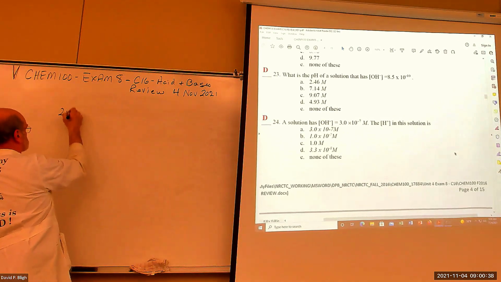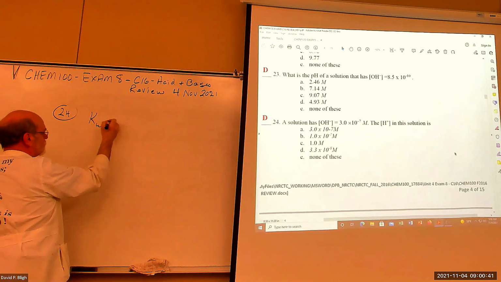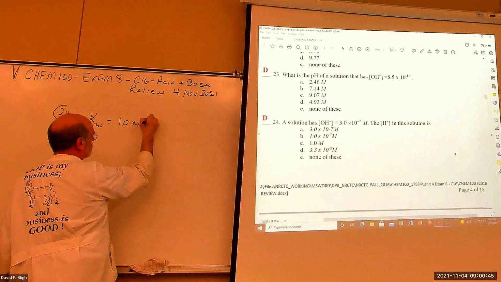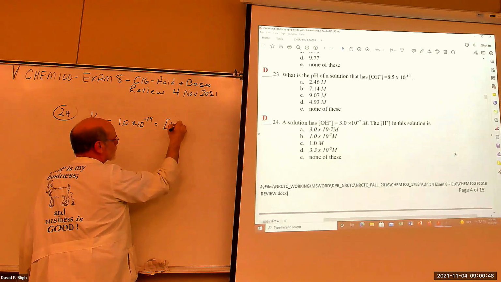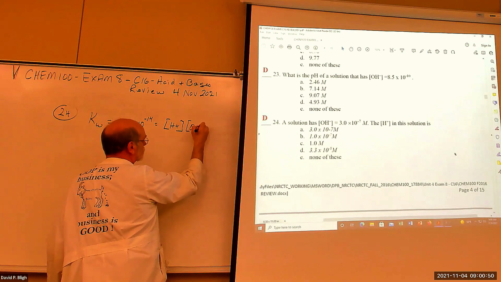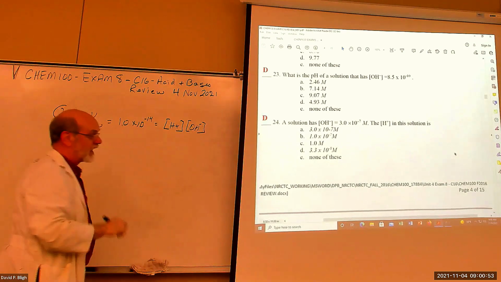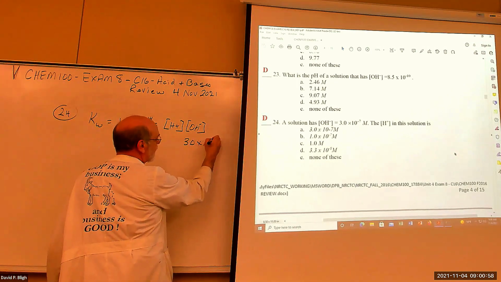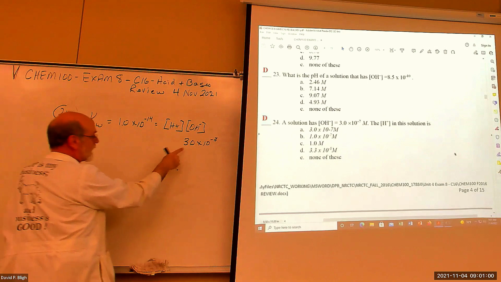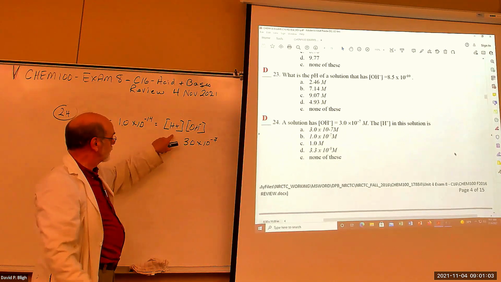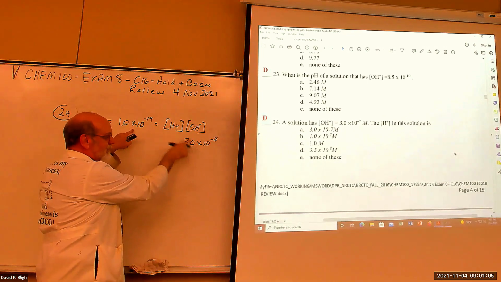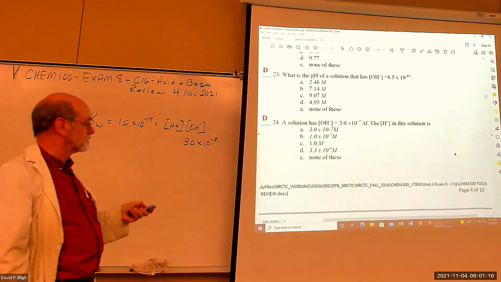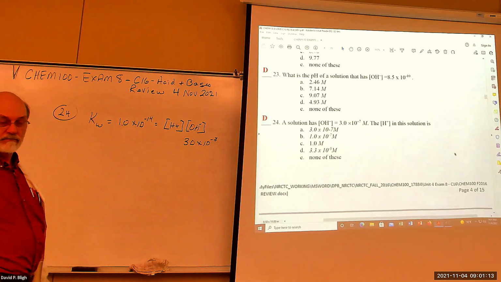24. All right, Kw equals 1 times 10 to the minus 14, which is equal to the hydrogen ion concentration times the hydroxyl ion concentration. And if we know the hydroxyl is 3 times 10 to the minus 7, then we have an equation in one unknown. We just divide this by that, and that gives us the hydrogen ion concentration of 3 times 10 to the minus 8. Okay?